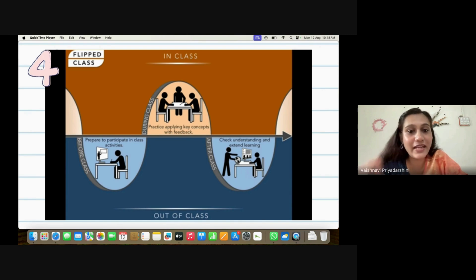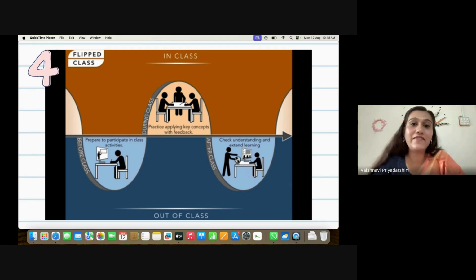Now, how does that help? It helps them practice the key concepts and apply them in real life. When they go through the content prior to the class, they understand the topic. When the teacher asks higher order thinking questions or application-based questions, the student is able to relate those concepts to the present situation.